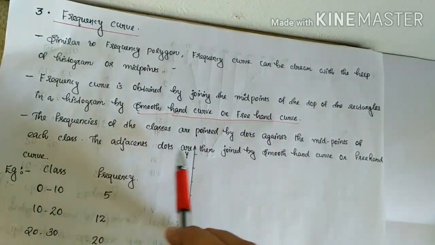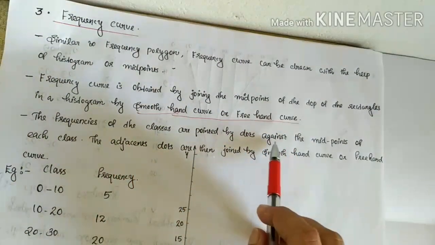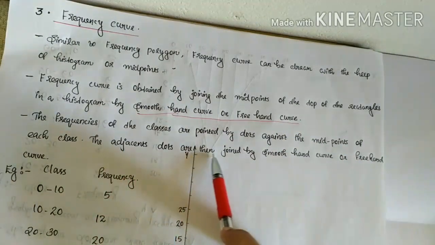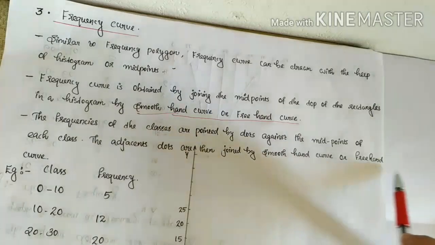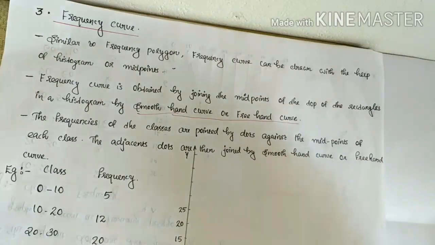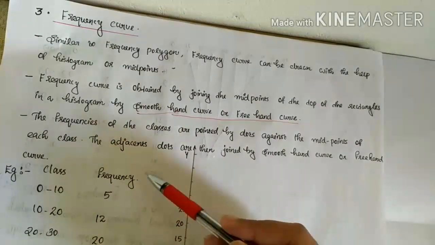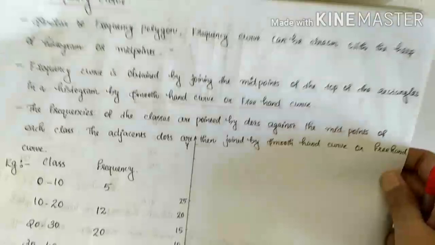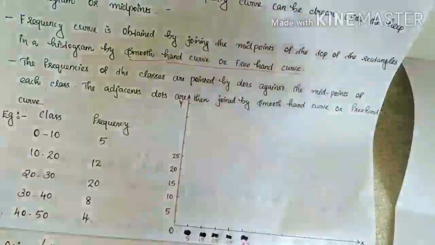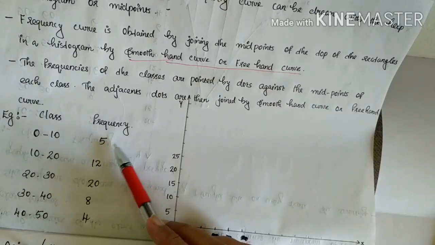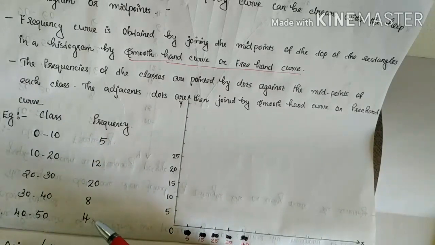The frequencies of the classes are marked by dots against the midpoint of each class. The adjacent dots are then joined by a smooth hand curve or free hand curve. So let's work out a problem. The classes and frequencies are given in the question. The classes are 0 to 10 up to 40 to 50 and the frequencies are 5, 12, 28 and 4.